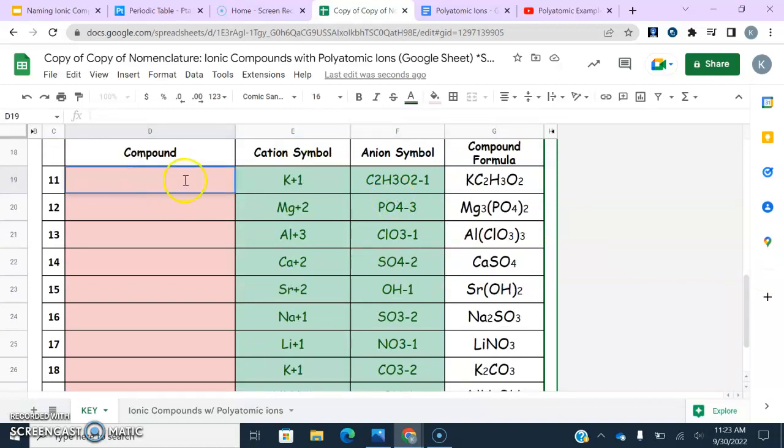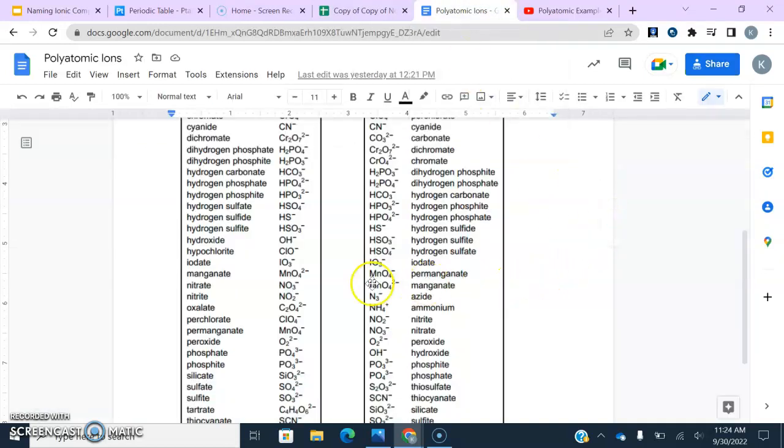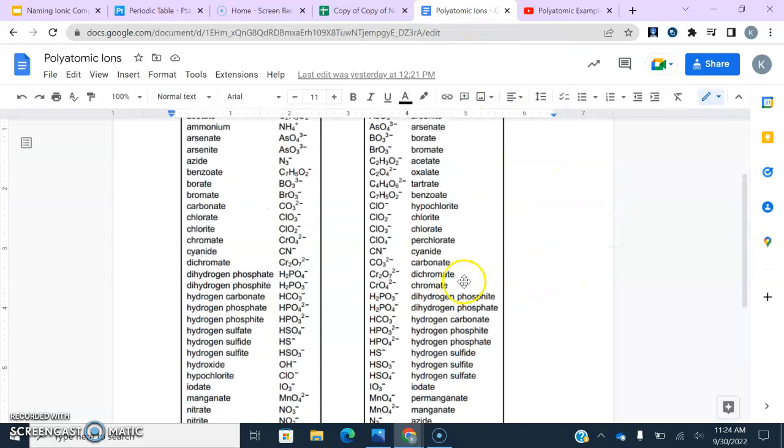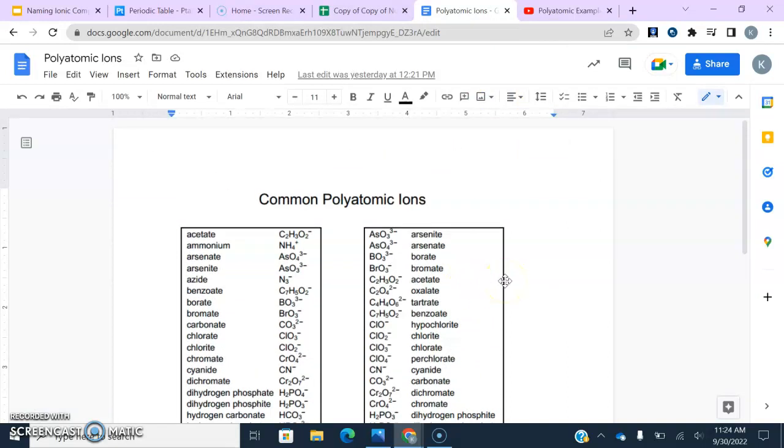Again, remember your naming rules: the metal goes first. K is potassium. So potassium. And then we have to figure out what our polyatomic is, right? So we know that potassium is the metal. C2H3O2 is going to be our polyatomic. So let's go find C2H3O2.